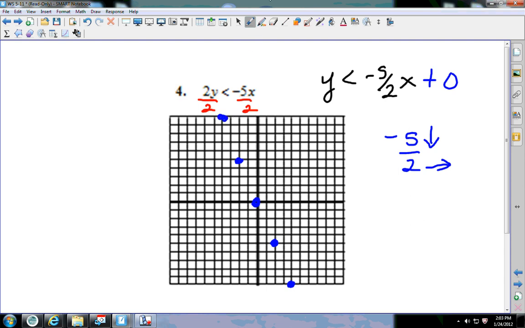Now, is it a solid line or a dashed line? It does not have an equal to bar, so it is a dashed line. Nothing on this line is a solution. It is just a boundary line. This inequality is less than. That means I'm going to shade down. So the solutions are everything that is below this boundary line.